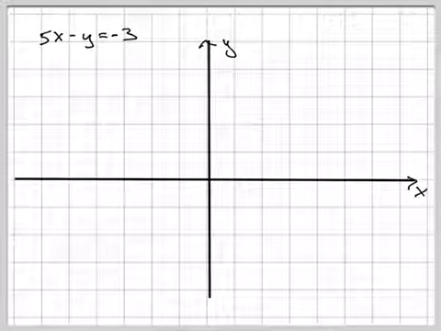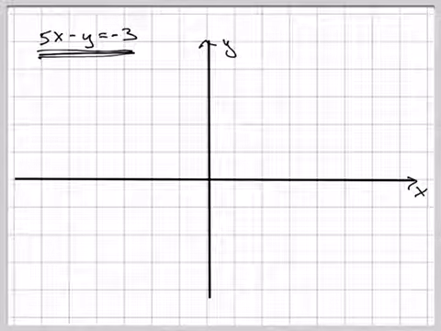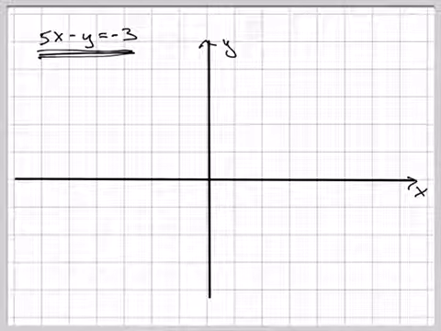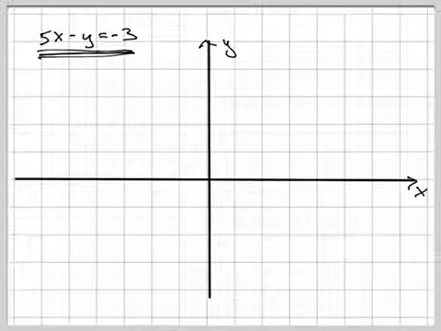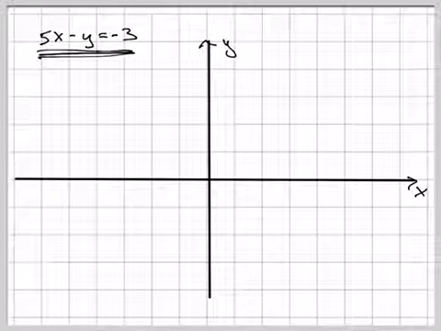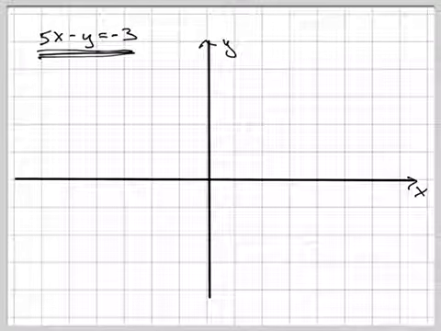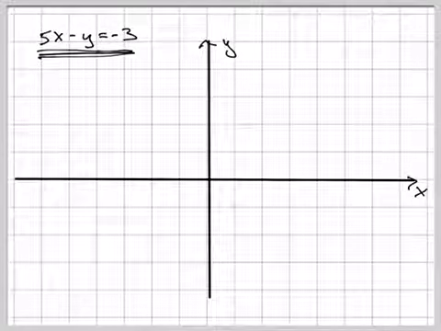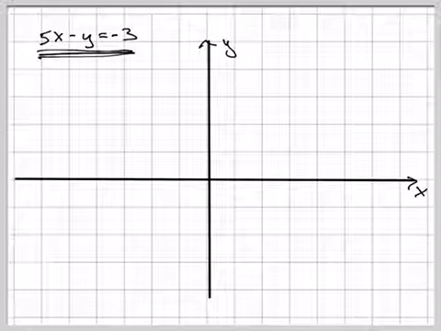So now let's graph this equation again. Now this equation is different because it's not in slope-intercept form. So there's a couple ways you can do it. You can either convert this to slope-intercept form, or you can just plug in and find a couple points that would work on this. So I'm going to show you both ways.